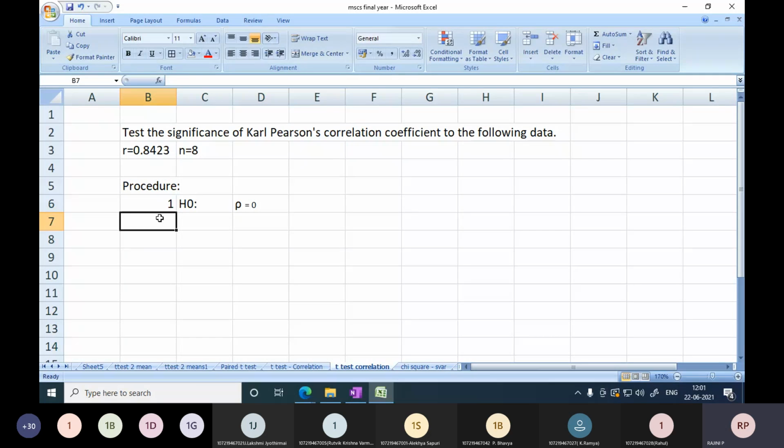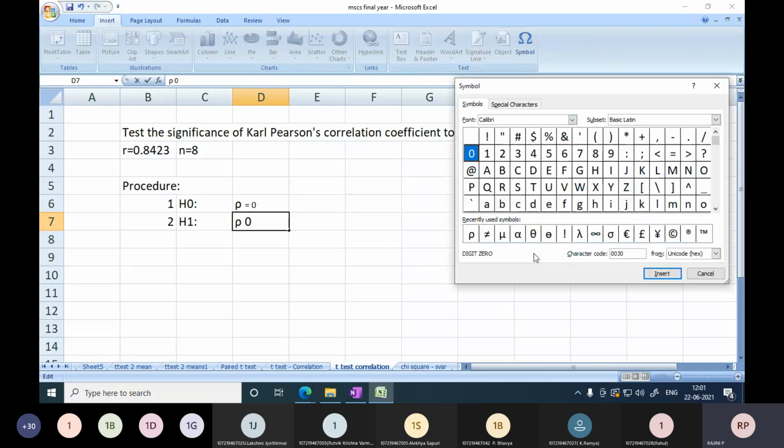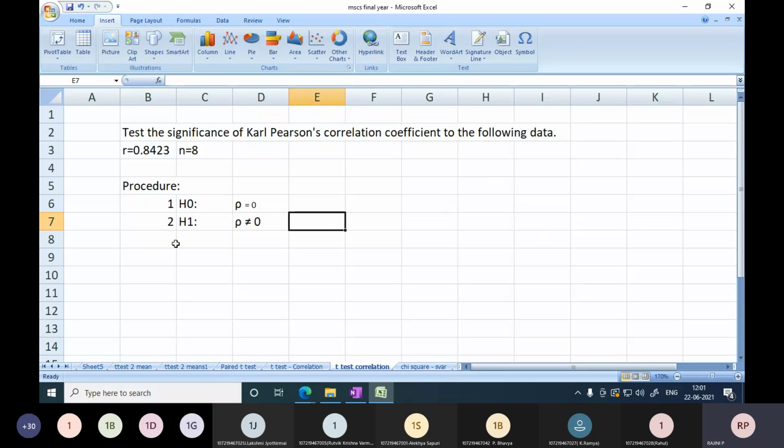And step 2. What is step 2? Alternative hypothesis. What is the alternative hypothesis here? Not equal to 0. Rho not equal to 0. They did not mention whether it is greater or lesser, so we'll take not equal to 0. Go to insert symbol, not equal to, close. So rho is not equal to 0.